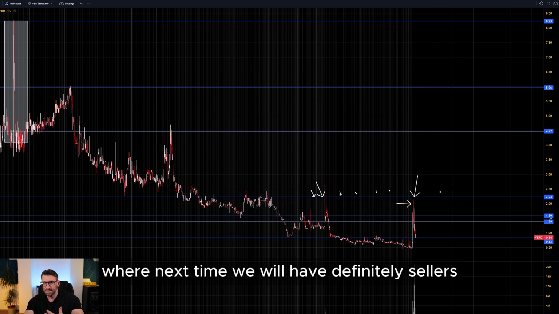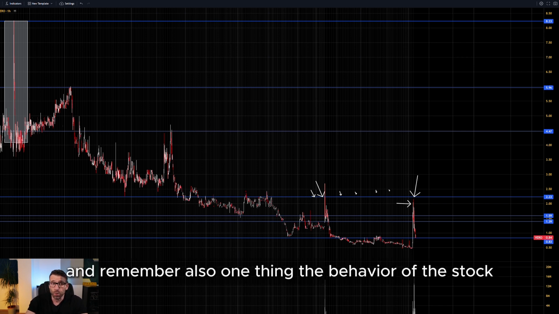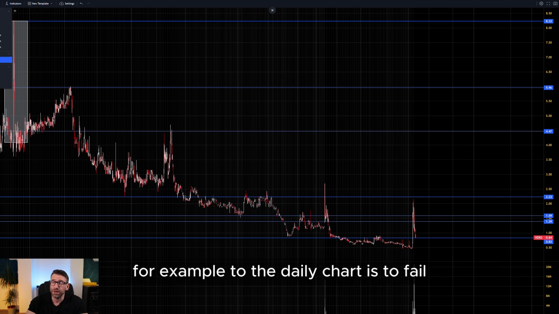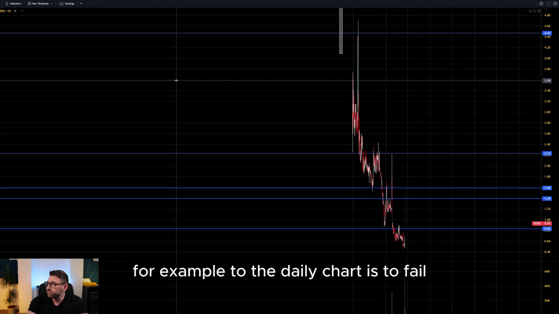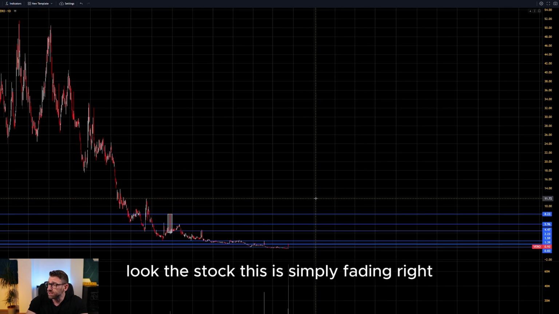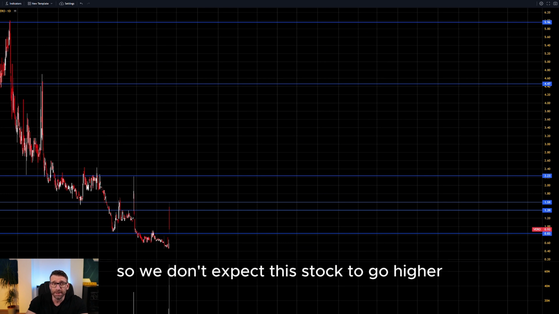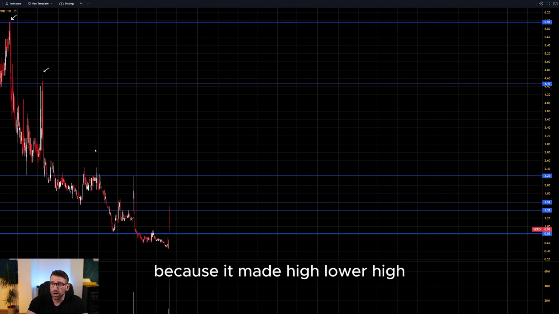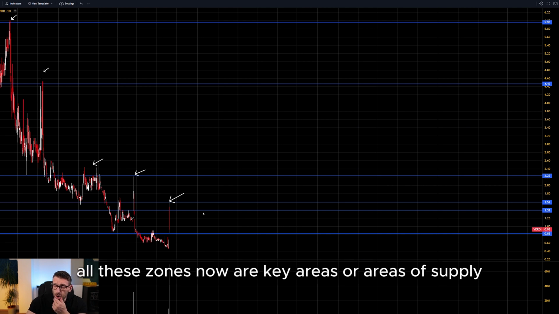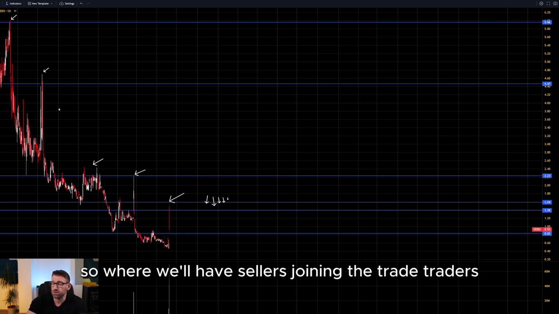And remember also one thing, the behavior of the stock, if we go back, for example, to the daily chart, is to fail. Look, this stock is simply fading, right? So we don't expect this stock to go higher because it made a lower high, lower high, lower high, lower high. So all these zones now are key areas or areas of supply, where we'll have sellers joining the trade.